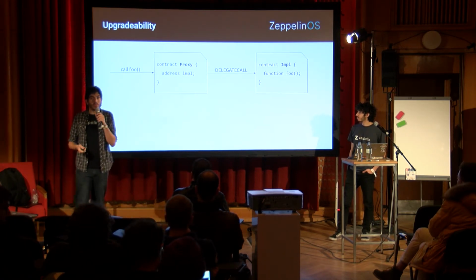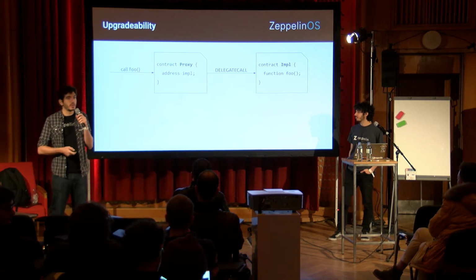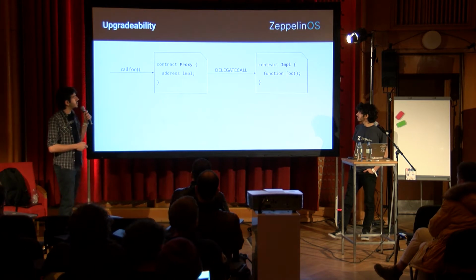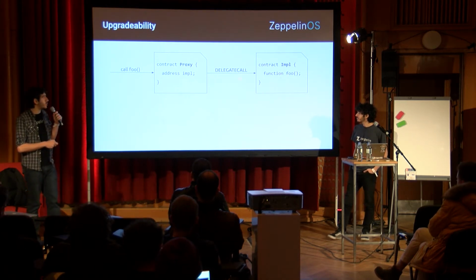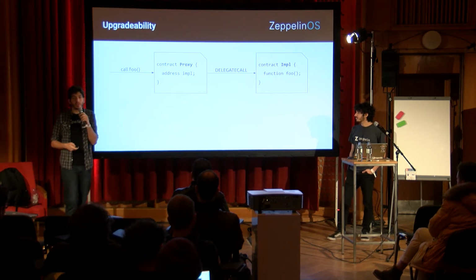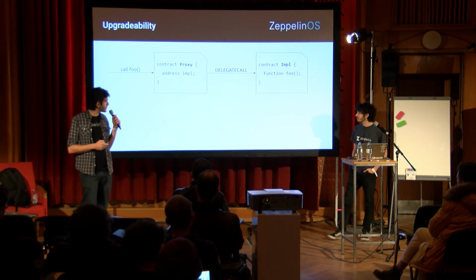So basically, what we do with ZeppelinOS, we abstract all this complexity from you. And whenever you want to create a new instance of your implementation contract, we ensure that there is one already deployed on chain, and we spin up a new proxy for you to interact with.